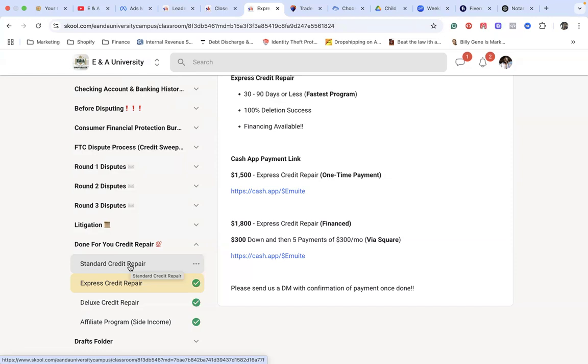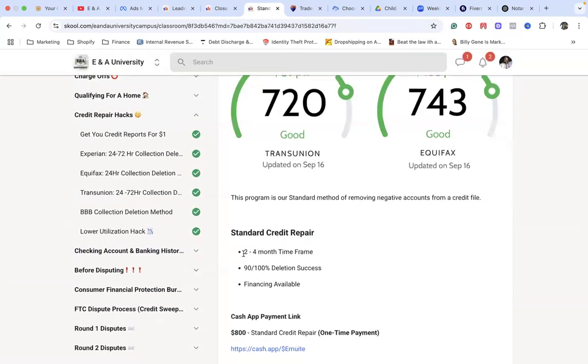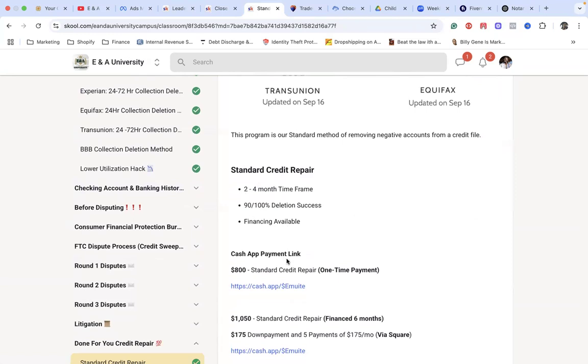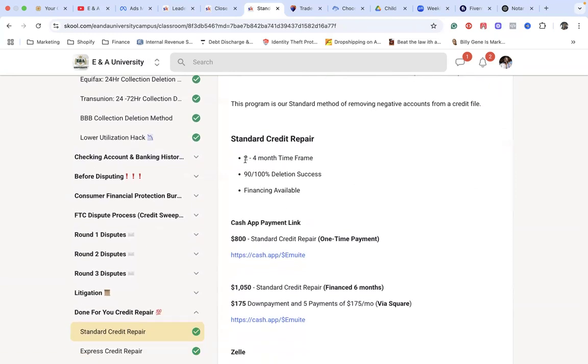Where's the time frame on express? I don't see the time frame on the standard though. Oh, so standard, I tell them 2 to 5 months. Okay, I got you. So it's still around the same time though, but the way you say it's a little bit faster.